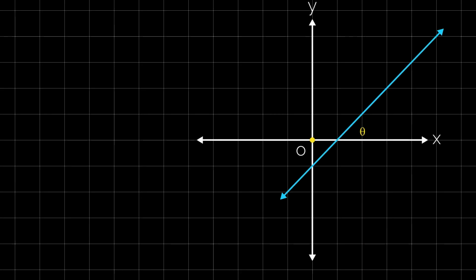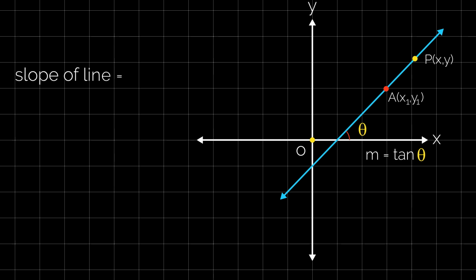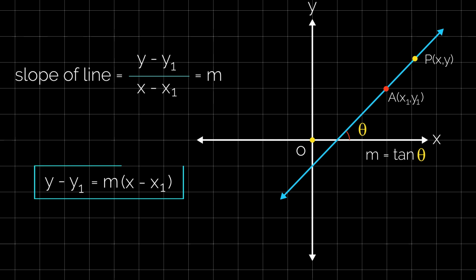Let a line make an angle theta with positive x-axis, so m equal to tangent theta. Let A be any given point on this line and P be any other point on this line. Now slope of line AP equal to (y minus y1) by (x minus x1), which is equal to tangent theta or m. Hence y minus y1 equal to m times (x minus x1) is the required equation of line in point slope form.